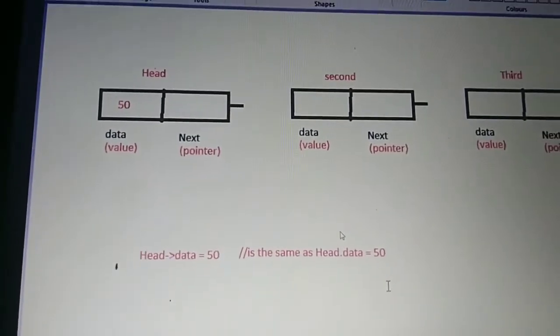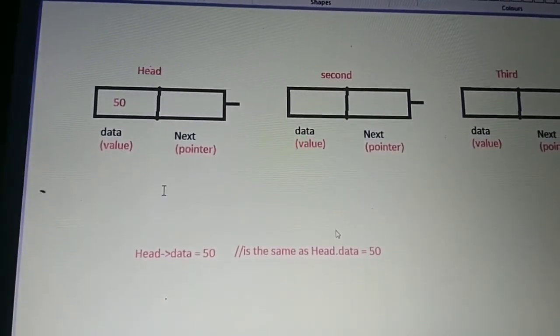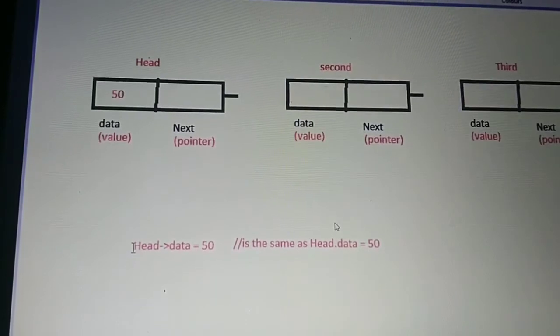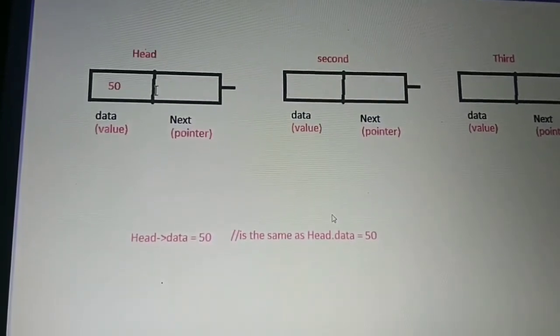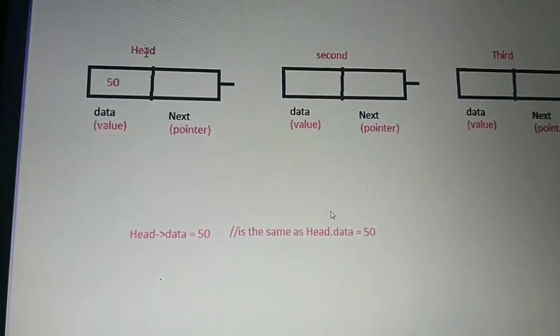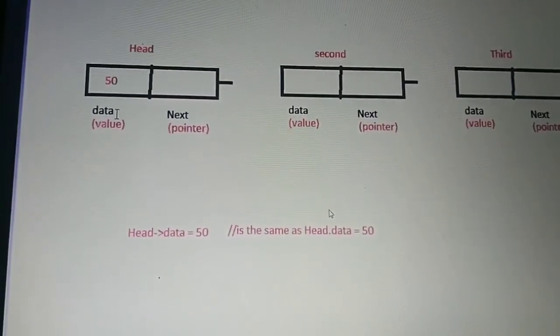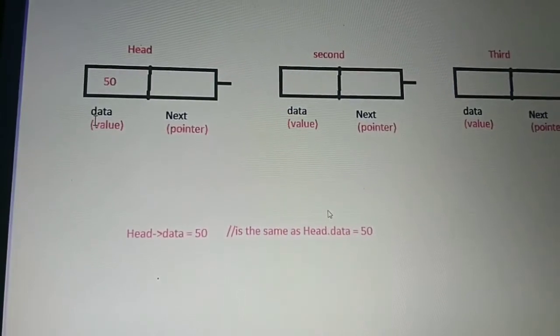Daddy, it's okay. Now, we understand that when we say head arrow data is equal to 50, the compiler will go and fill inside the head object 50 inside the data value. Okay?